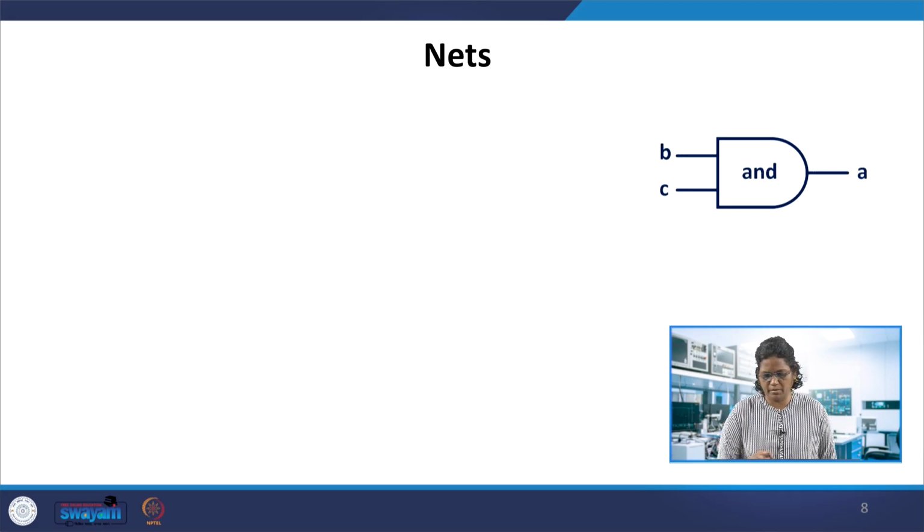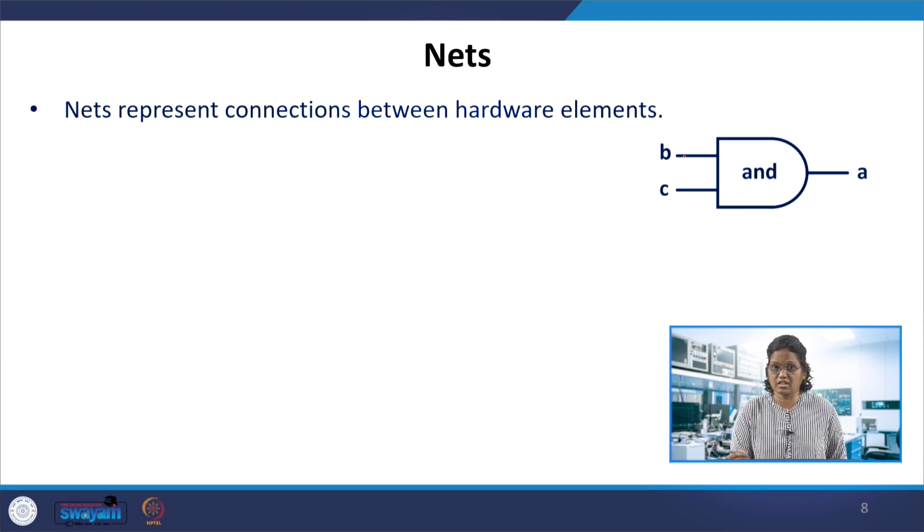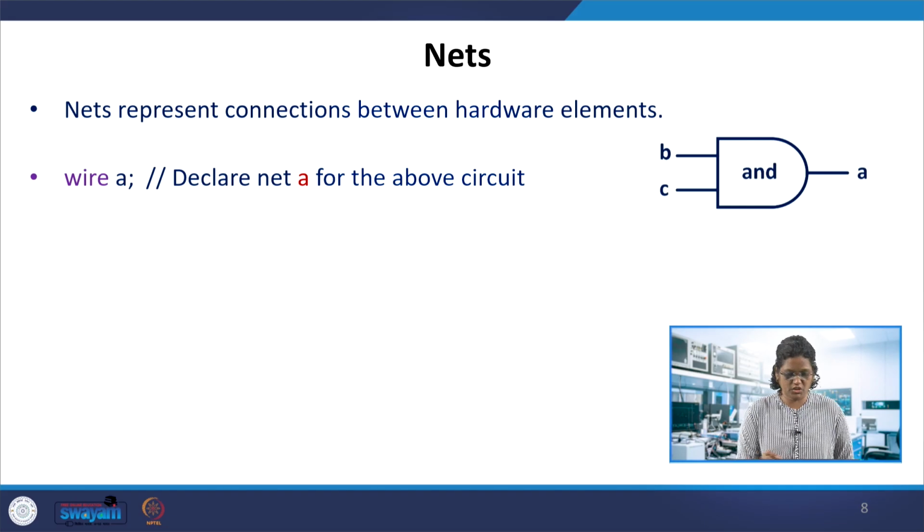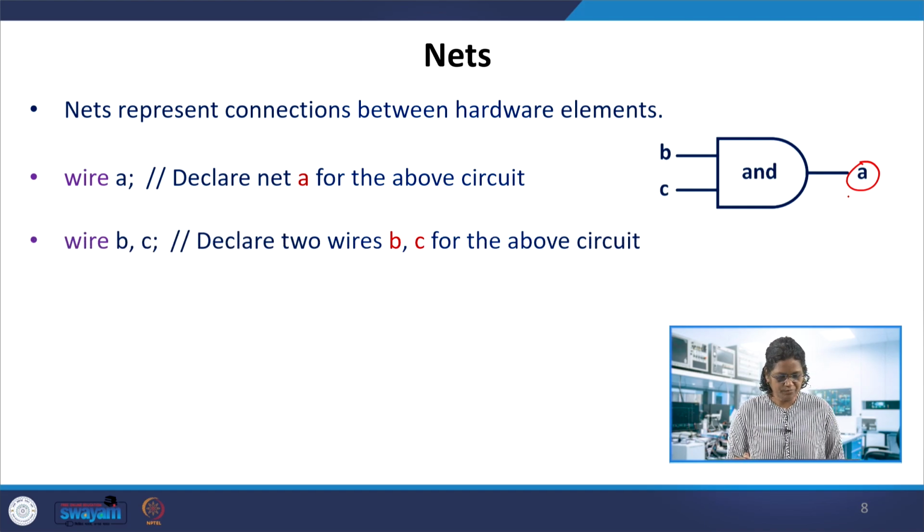So let's take some examples of how these nets or reg declarations are done. If we consider this A, B and C, the net represents the connection between the hardware elements, a basic connectivity, so it is going to be simply a wire. So net A in the circuit can be wire A, or wire B and C. Two of them can also be declared together as wire B, C. This is how it is mentioned in the declaration section.